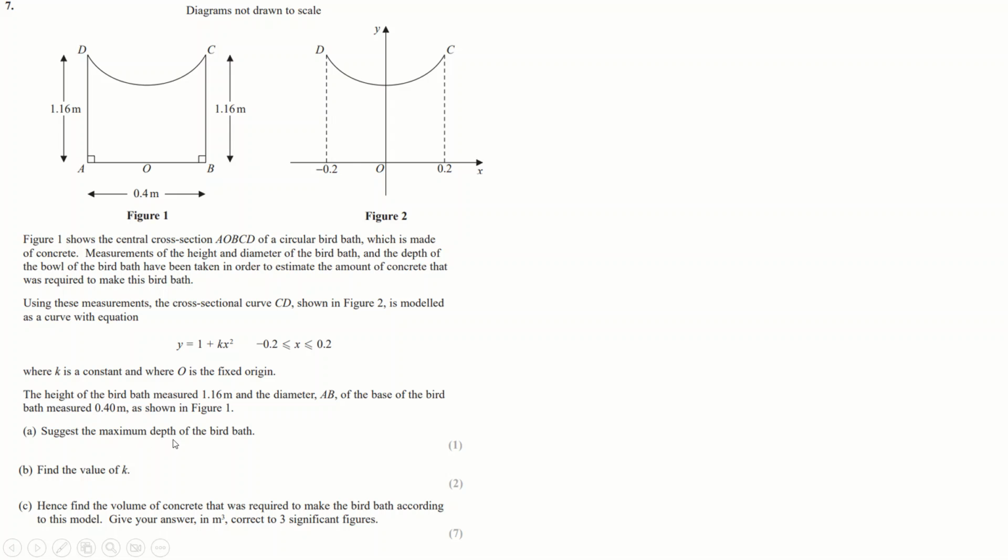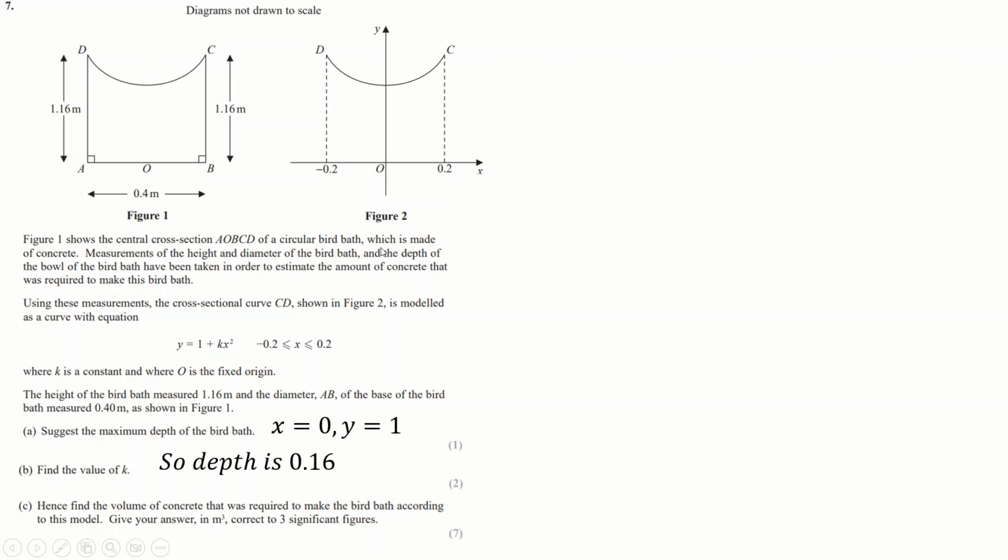And we're suggesting the maximum depth of the bird bath. So the bird bath is this top bit here where the water, I presume, would be in. So we're looking for this depth here. Now, when x is 0, I think I can find what y is, just with this equation here. When x is 0, y is 1. So I think that's the point 1. And now if this whole thing is 1.16 high, I think that means the depth is 0.16, the depth there. So I think that's my mark there.